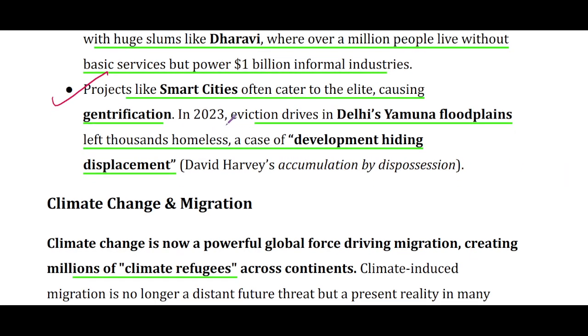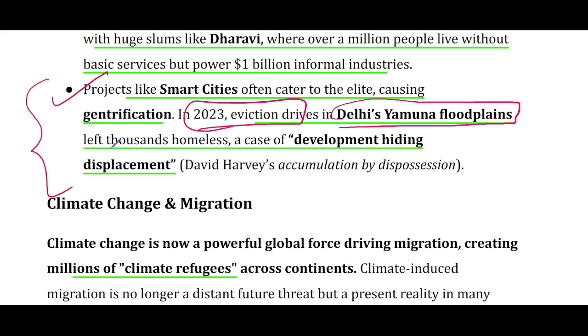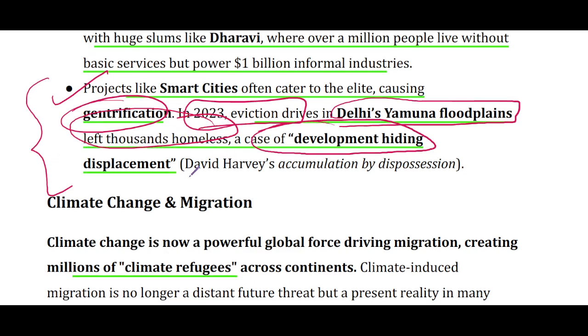And one such instance was the eviction drive in Delhi's Yamuna floodplains. And this was also another issue of gentrification, in which this development model led to displacement of thousands and millions of people.